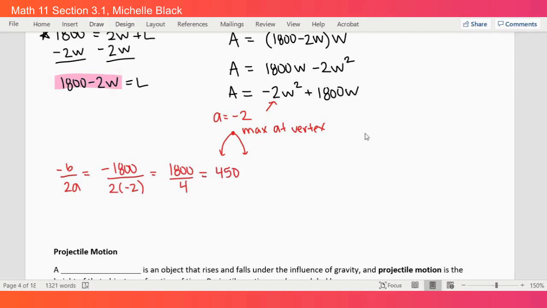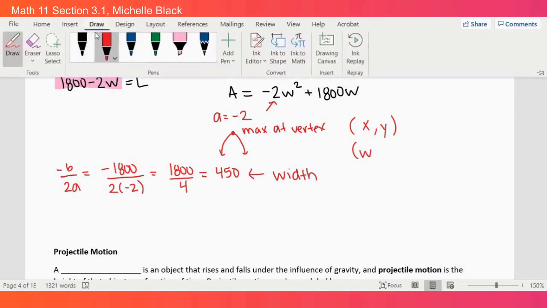Now remember, when we're talking about a vertex, we usually have x comma y. But I'm using w as my x's, so I'm going to think of this value I just got here as my width. So this is the length of fencing I need for my width to maximize that enclosed area. And now if I want to find my length, I just need to plug 450 into this equation up here.